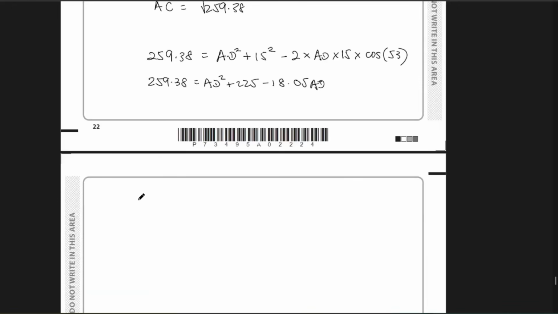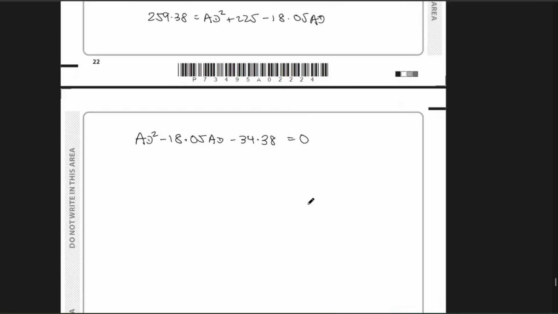So that becomes AD squared minus 18.05 AD. And then the next one would be 225 minus 259.38. This gives us minus 34.38 equal to 0. This is a quadratic equation, and we can solve this using the quadratic formula. We can say AD is equal to minus b plus or minus square root of b squared minus 4ac over 2a. And we'll substitute values.